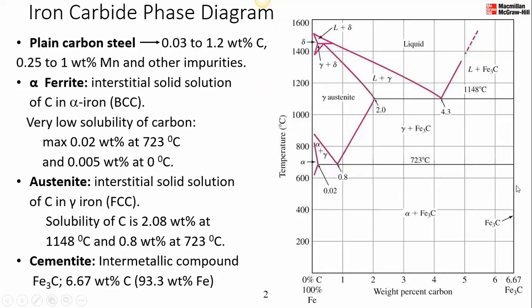Very importantly, the phase diagram shows the intermetallic compound iron carbide, that is also named cementite. The chemical composition is Fe3C. By weight, cementite contains 6.67 weight% carbon and 93.33 weight% iron. The atomic percentages are 25% carbon and 75% iron.